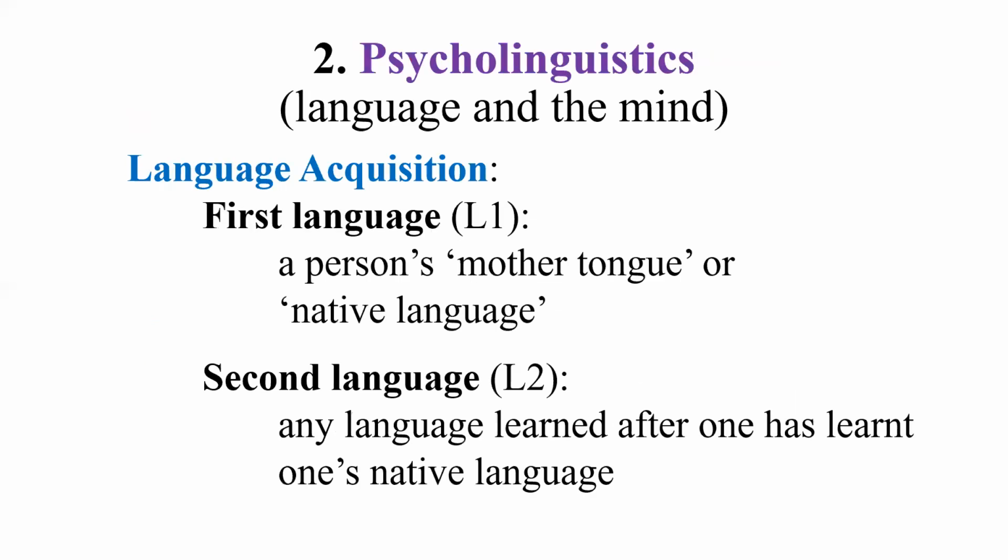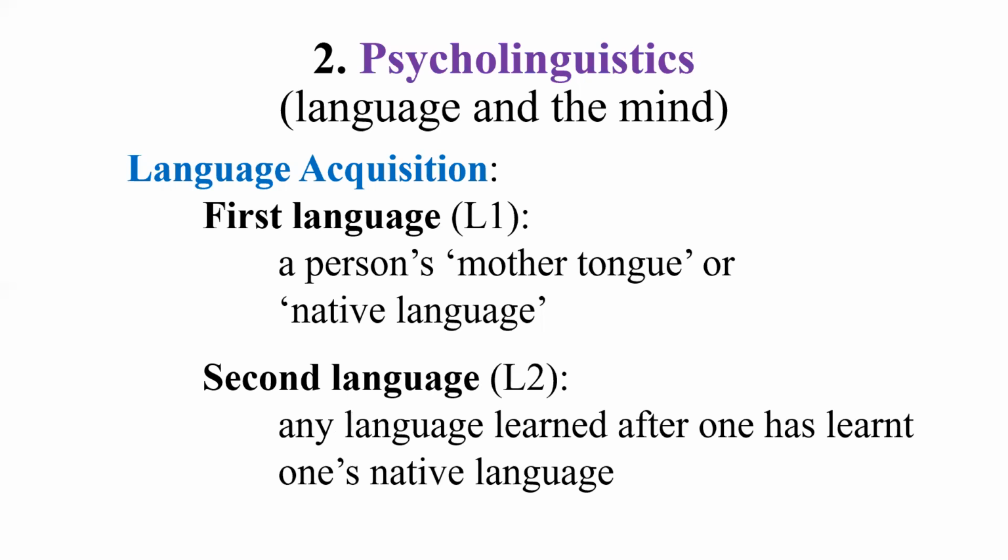So we have psycholinguistics. Under psycholinguistics, we study the relationship between language and the mind, how our mind processes language. For instance, when we are born, language is not a given. We have to learn the language. That's called language acquisition. Two types majorly: first language acquisition, L1, then second language acquisition, L2.